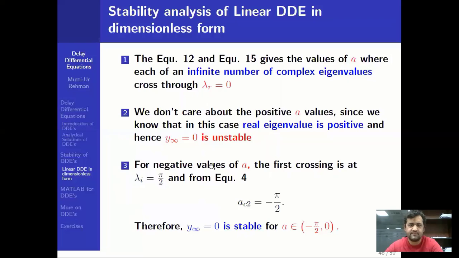Now on the other hand, if we have negative values of this parameter A, then the first crossing is at this particular point.